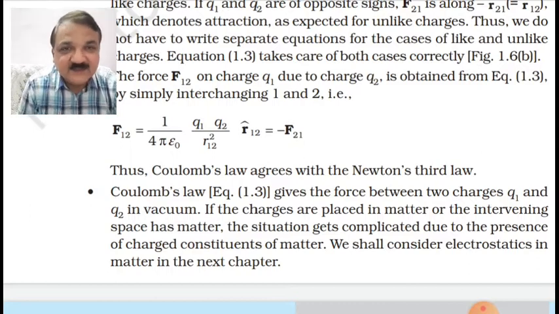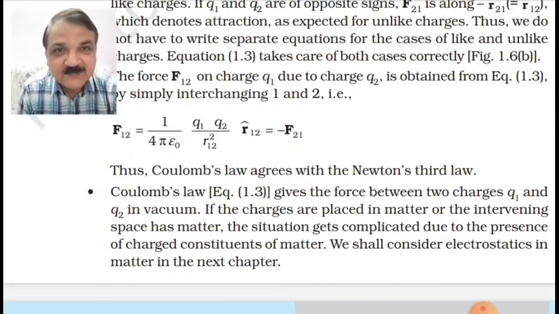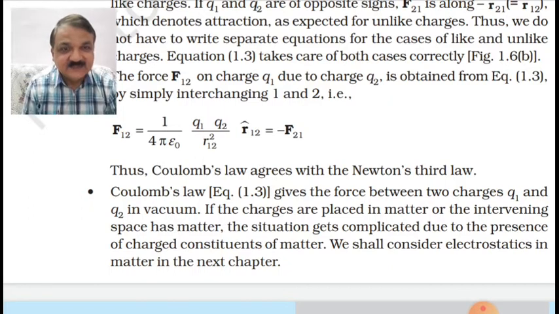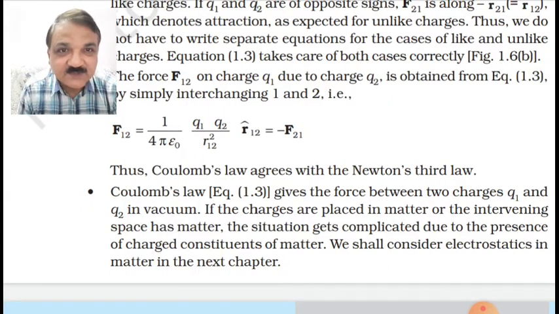Now actually two things are there: Coulomb law and Newton's law of gravitation. Both have inverse square nature. But Coulomb force is attractive as well as repulsive, but gravitational force between two masses is always attractive. So this is all about Coulomb law.